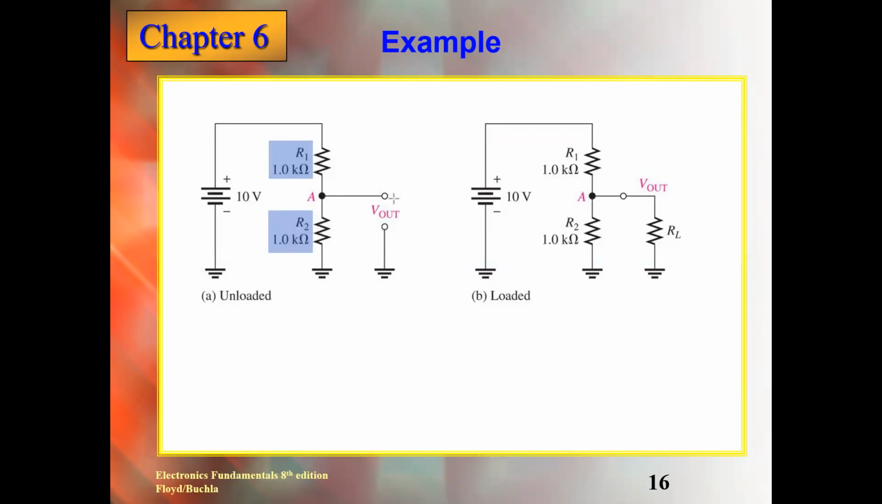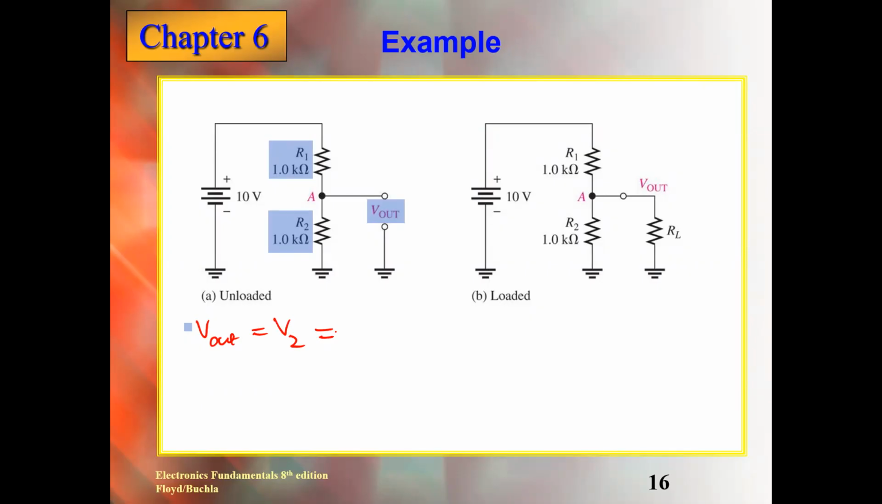So how much will V out be in this situation? If we measure across R2, V out is the same as V2. How much will it be? Can we calculate it? You can calculate it quickly; it is not time consuming. It's very simple. It will be 5.